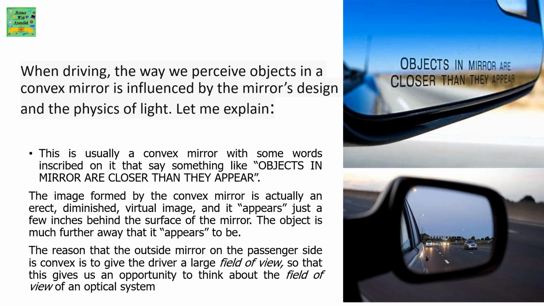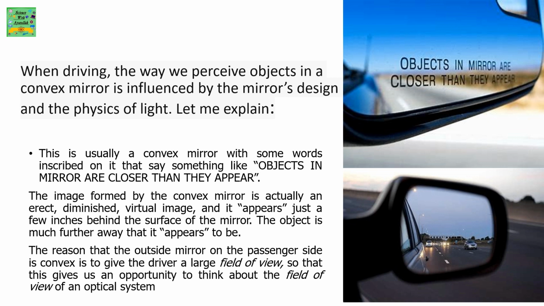When driving, the way we perceive objects in the convex mirror is influenced by the mirror's design and the physics of light. Let me explain. This is usually a convex mirror with some words inscribed on it that say something like, objects in mirror are closer than they appear. The image formed by the convex mirror is actually an erect, diminished virtual image, and it appears just a few inches behind the surface of the mirror. The object is much further away than it appears to be.